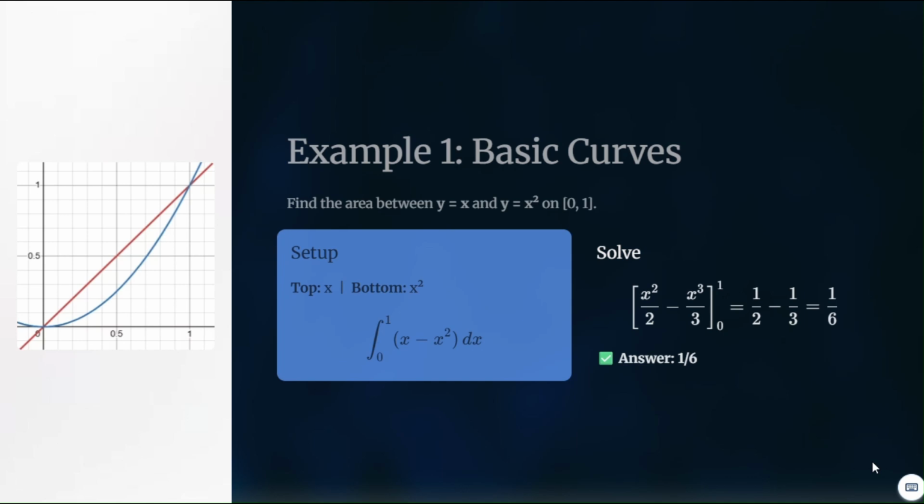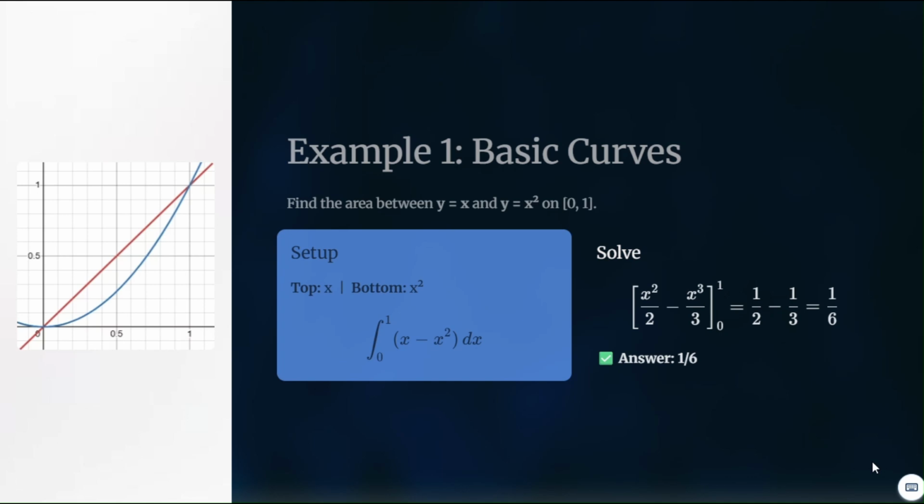Finding the antiderivative, that will be equal to x squared over 2 minus x cubed over 3. And we'll evaluate that from 0 to 1. So first we plug in x equals 1 into our antiderivative. That will be equal to 1 squared over 2 minus 1 cubed over 3, which is 1/2 minus 1/3. Minus, we need to evaluate when x equals 0. That will be 0 squared over 2 minus 0 cubed over 3, so that is simply 0. So 1/2 minus 1/3 is equal to 1 over 6.